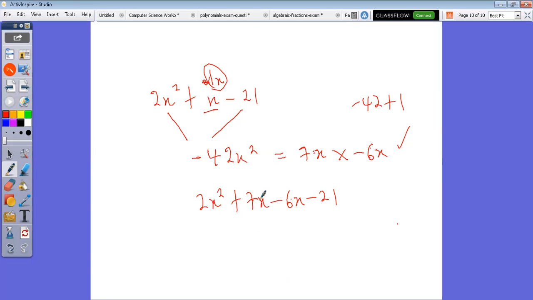What can I factor out here? 2 cannot go into 7 without leaving a remainder. I can only factor out x. So divide by x like this. So you get 2x plus 7. Then the catch is, if I'm to use a positive 6 here, I won't get the answer. I'll show you why. What number can go into 6 and 21? Is 3.